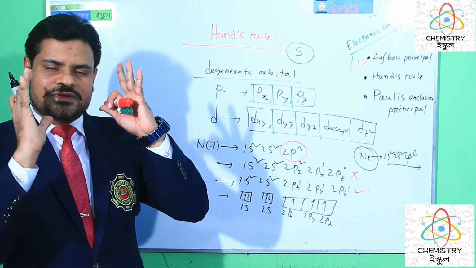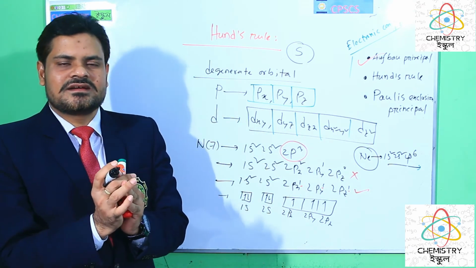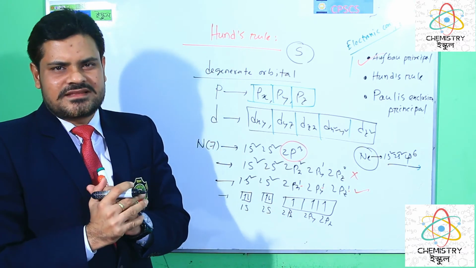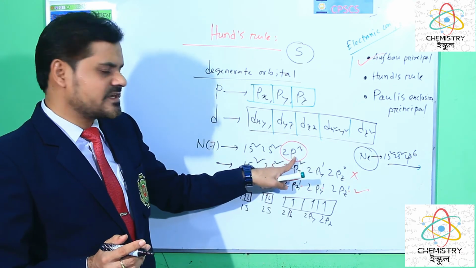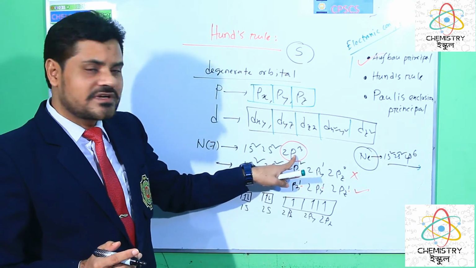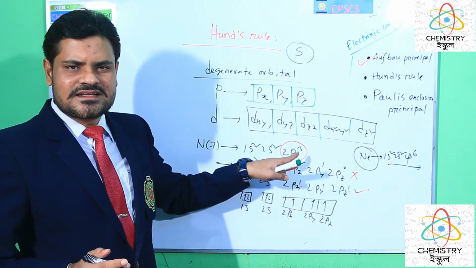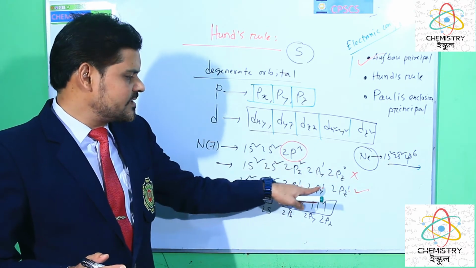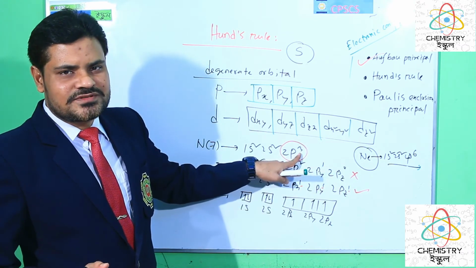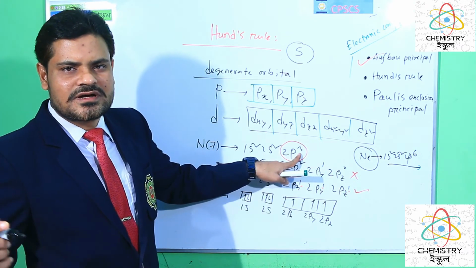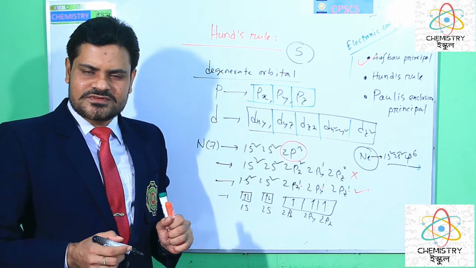Elements having partially filled degenerate orbitals, then the electrons enter there with maximum unpaired state. Look at this here, partially filled. But this p orbital has 3 degenerate orbitals, px, py, pz, and then the electrons enter in maximum unpaired state. But if there are 6 electrons, there is no chance to fill with unpaired state, and that is why neon doesn't follow Hund's rule.